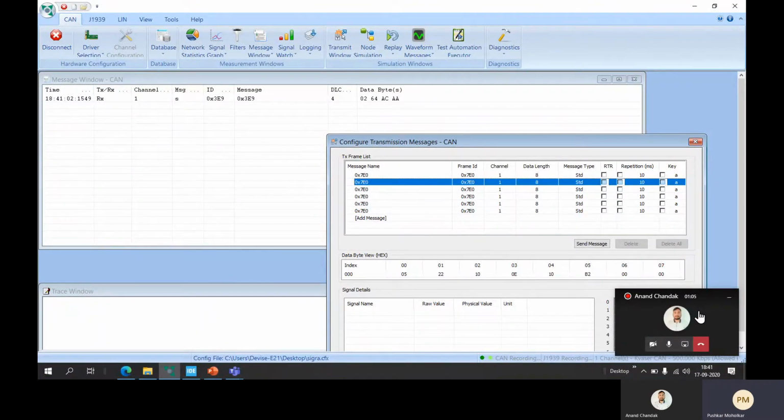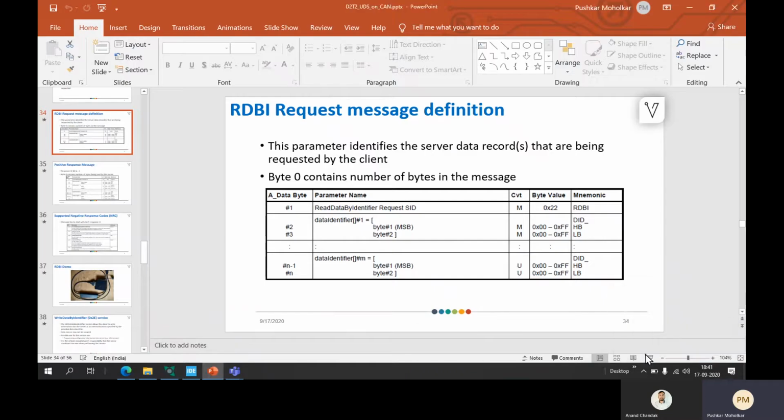Hello everyone. In this short video, I will be demonstrating how to query parameters, that is, how to access the Read Data by Identifier service, the Read DTC information service, and the Write Data by Identifier service using UDS on CAN.